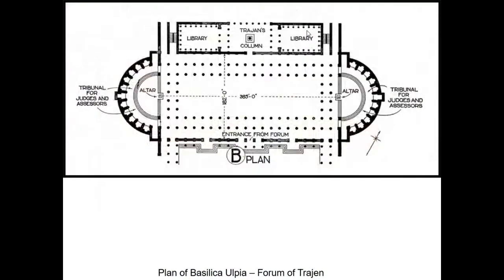This is the floor plan of the Basilica Ulpia, the Basilica in the Forum of Trajan. Again, you can see the libraries on either side of the column. You can see the spaces for the judges on the two apses, and you get the sense of where the main entrance is along the long side of that rectangle.